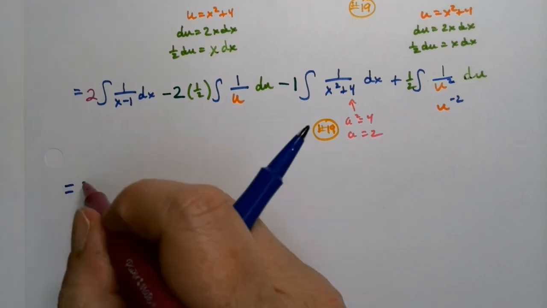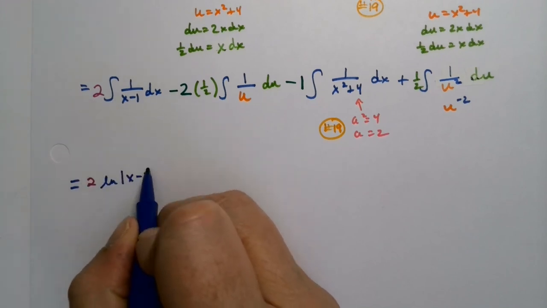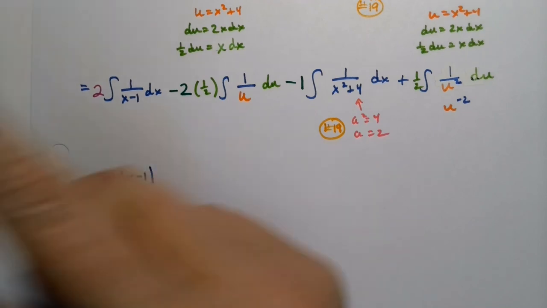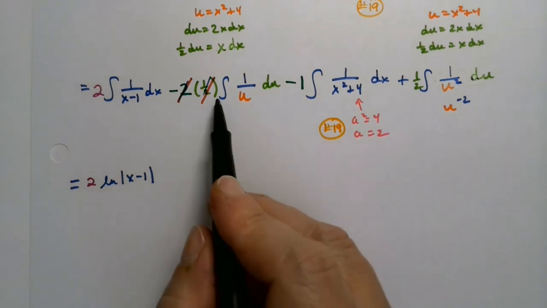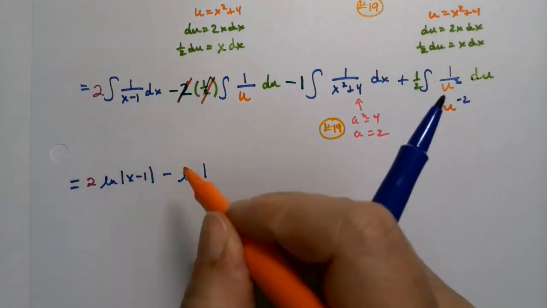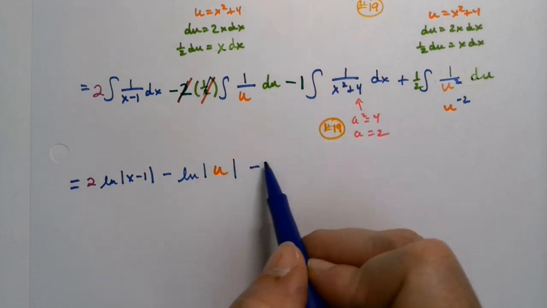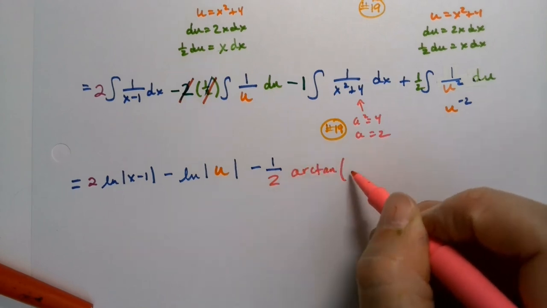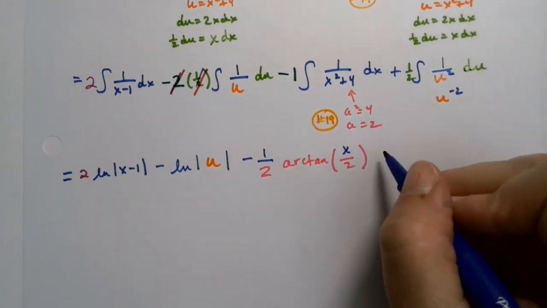Now, technically, we could have integrated a couple of these already, but I figured let's hold off and do it all together. So 2 natural log absolute value of x minus 1. That's that one. No problem. Minus, oh, and then here, the 2 and the half are going to cancel. So it's just going to be minus the natural log of the absolute value of u. All right, then this one will be minus 1 over 2 arctangent of x over 2. It's that formula, number 19 on our quick sheet.